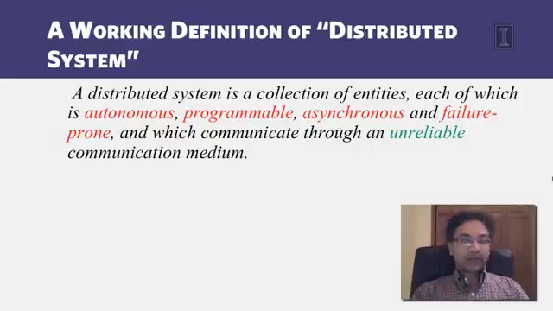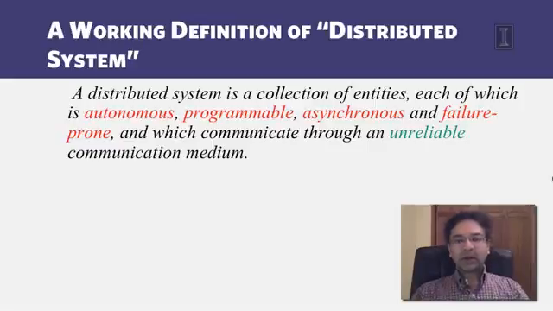A distributed system, this definition says, is a collection of entities, each of these entities being autonomous, programmable, asynchronous, and failure prone. And these entities communicate through an unreliable communication medium. Let me go through this definition and explain each of these adjectives.